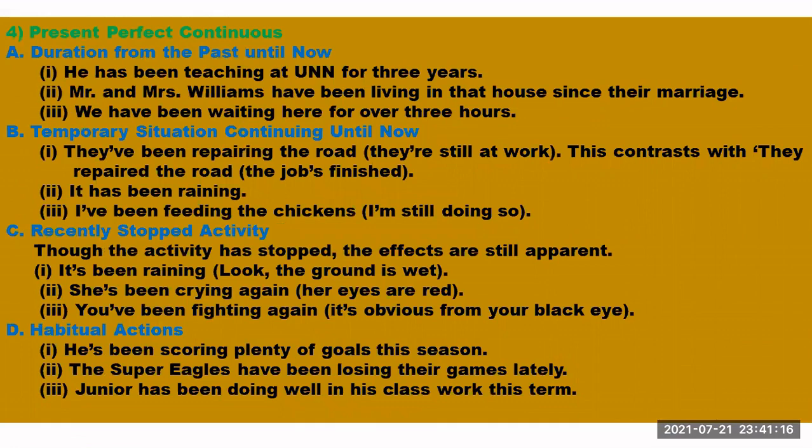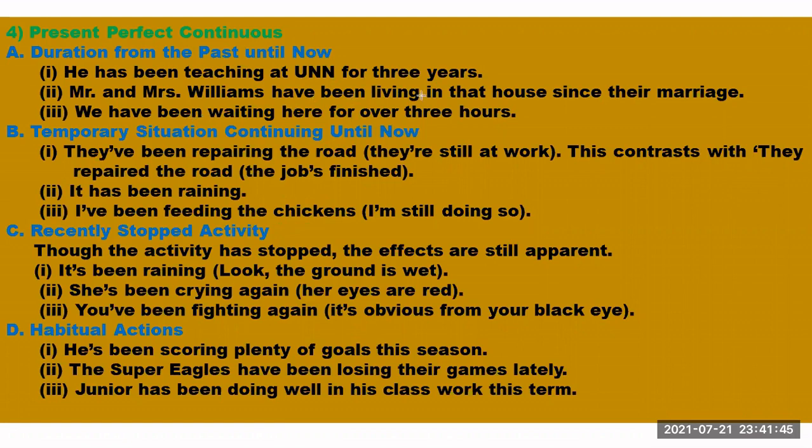Then we look at the present perfect continuous. All right, the present perfect continuous. We use it for duration from the past until now, something that started in the past and is still continuing up till this moment. For example, he has been teaching at UNN for 3 years. You know, the teaching started 3 years ago, but it's still going on right now.